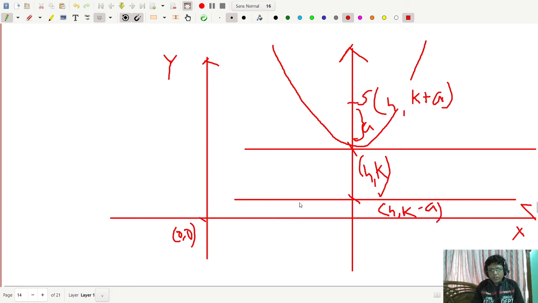So what is the equation? The equation will be y equal to k minus a. Because it's parallel to the x-axis, y equal to k minus a is the directrix. And you will get the length of the latus rectum 4a in this case also, and you will get the extremities of the latus rectum, and so on.